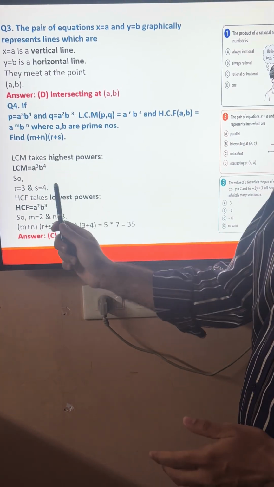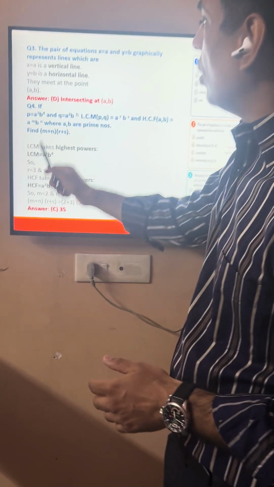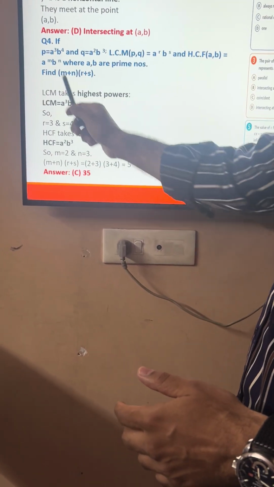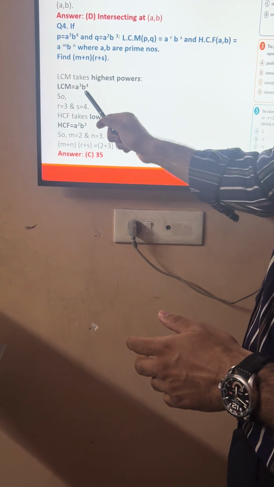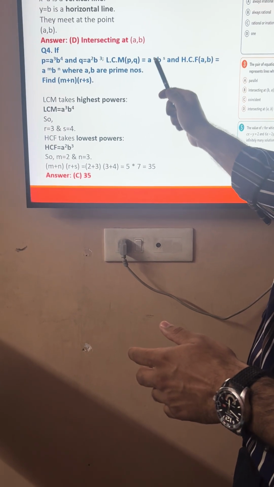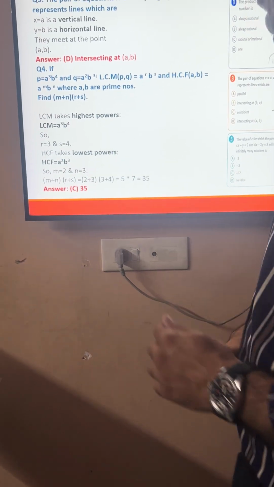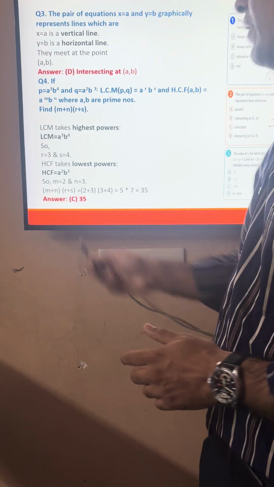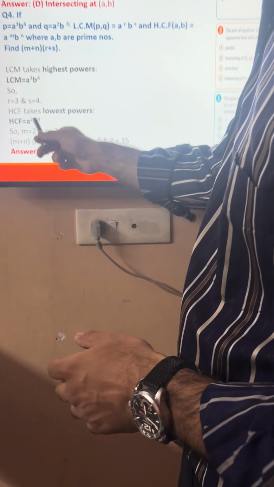See, all we know is LCM always takes the highest power, right? So LCM will be a raised to the power 3 and the highest power of b raised to the power 4. So this will equate with this, which is given to us as a raised to the power r and b raised to s. So that gives us r as 3 and s as 4. Likewise, HCF takes lower powers. So HCF will be a square b cube.